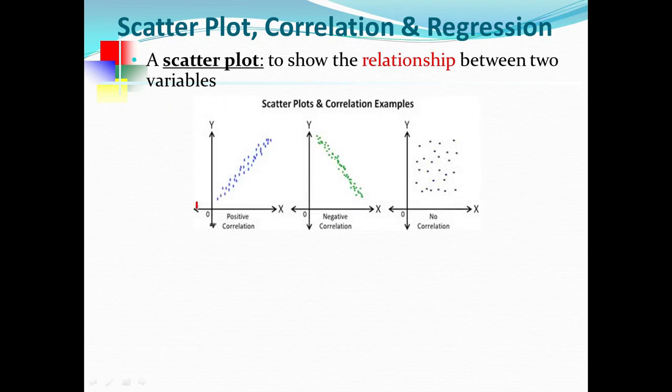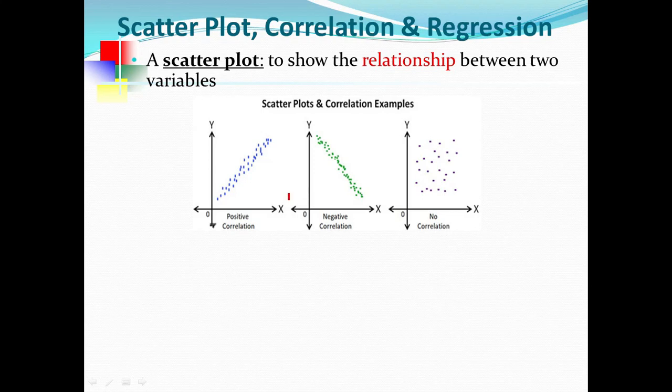For example, here in the first diagram, we can see that as the x value increases, the y value also increases together. The second diagram shows that as the x value increases, the y value will decrease. And the last diagram here shows that there is no clear indication of to what extent the x increases and the y will also increase or decrease, which shows that there is no correlation. So this is the first step, knowing the pattern of relationship.